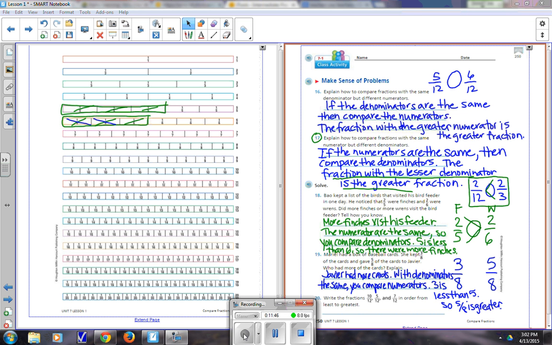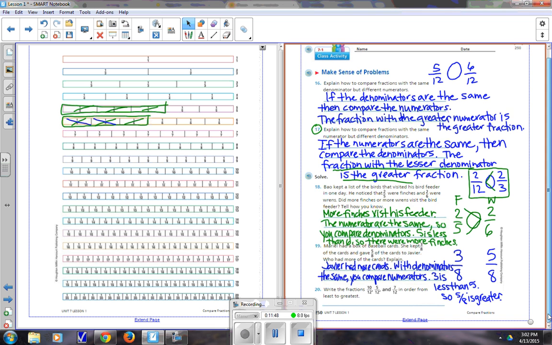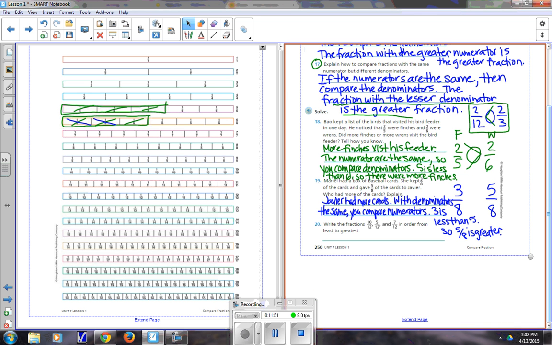So in this last one here, we are going to write the fractions 10/12, 5/12, and 7/12 in order from smallest to greatest, from least to greatest. And the denominator is the same, so what are we going to focus on? That's right, the numerator. So if we want the smallest fraction first, we're going to pick the smallest numerator first. So that's going to be 5/12. The next largest one would be 7/12. And the biggest fraction here is 10/12.